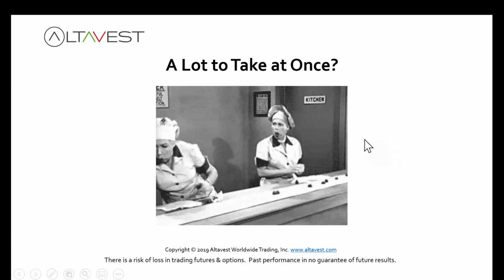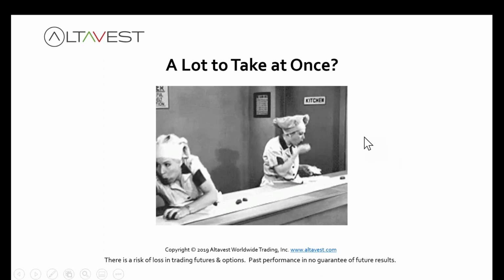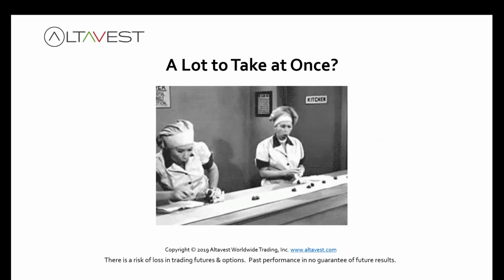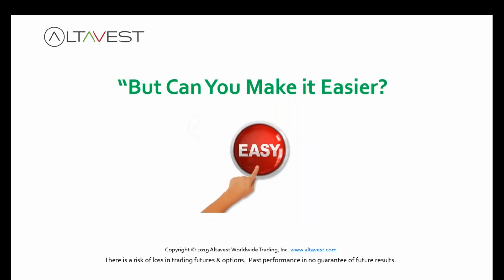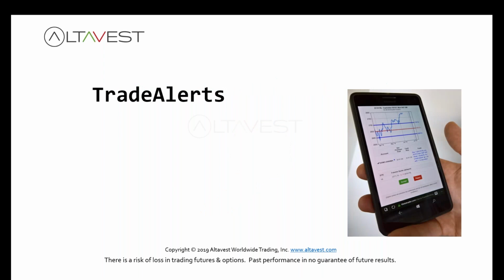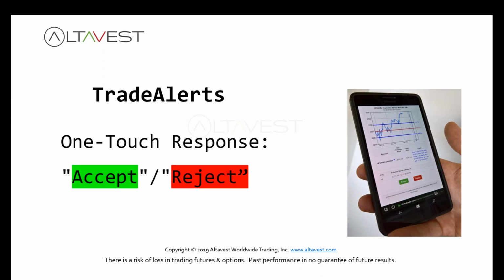Okay, so hopefully you don't feel like that was too much at once, because that's okay. We can make it easier. It really doesn't get any easier than what I'm about to show you. Trade alerts. These are not your typical trade alert. Let me say that again. These are not your typical trade alert. These have one-touch response functionality.